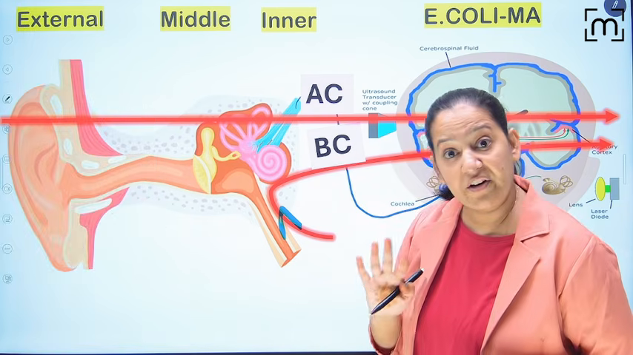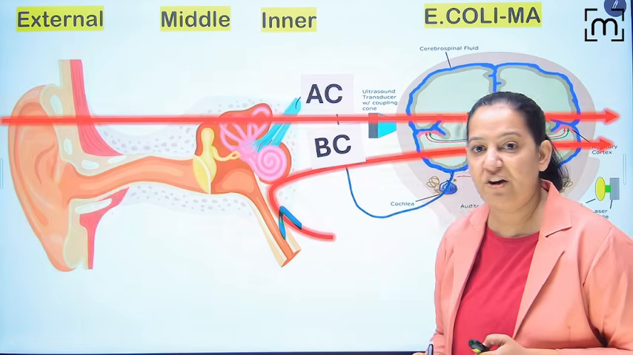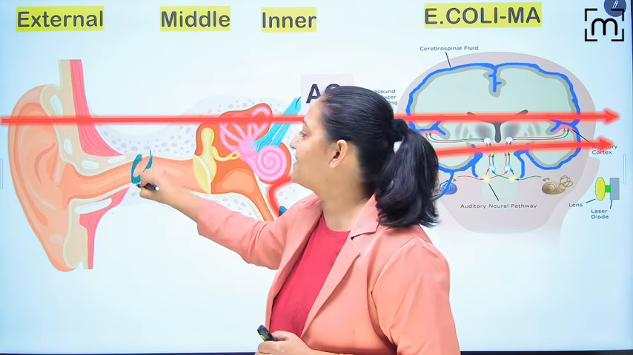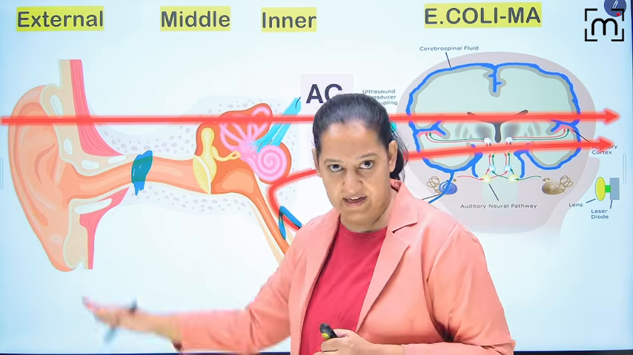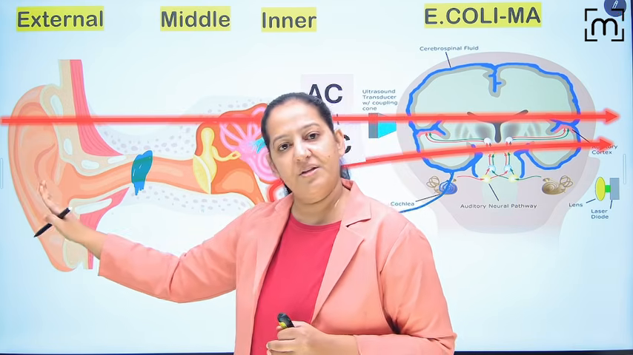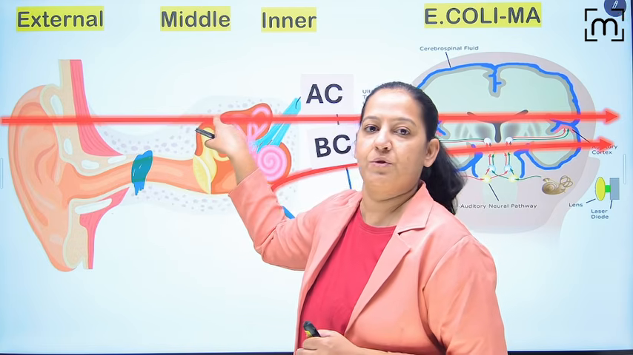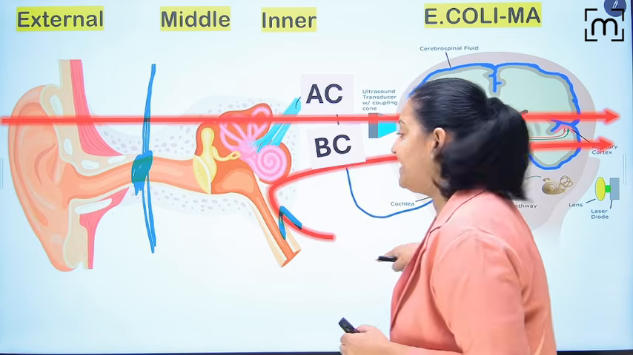Now I will draw the lesion in the conductive pathway. Let's try conductive deafness. Where should I draw the lesion? Either in the external ear or middle ear. So let's say this is my lesion, wax in the external auditory canal. So you see what will happen. AC will not transmit over here. AC will be obstructed over here only. AC is obstructed, but BC is 100%.